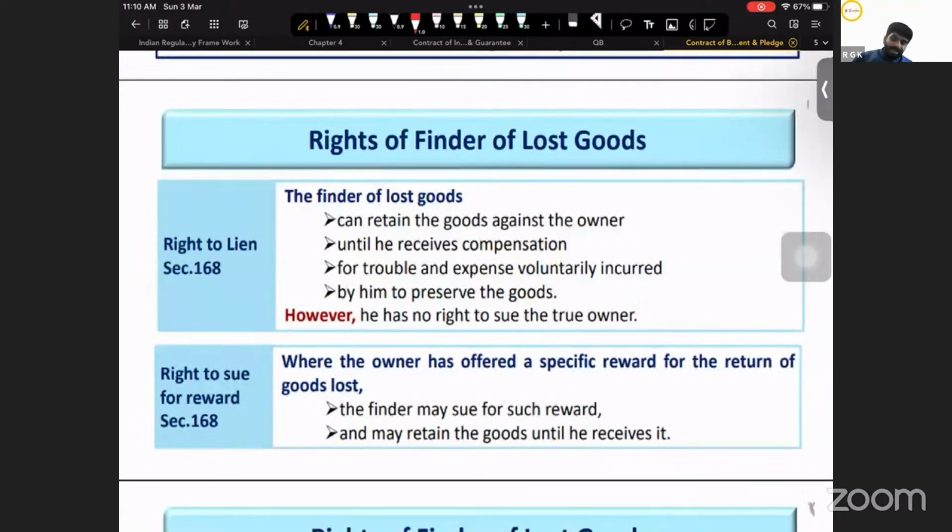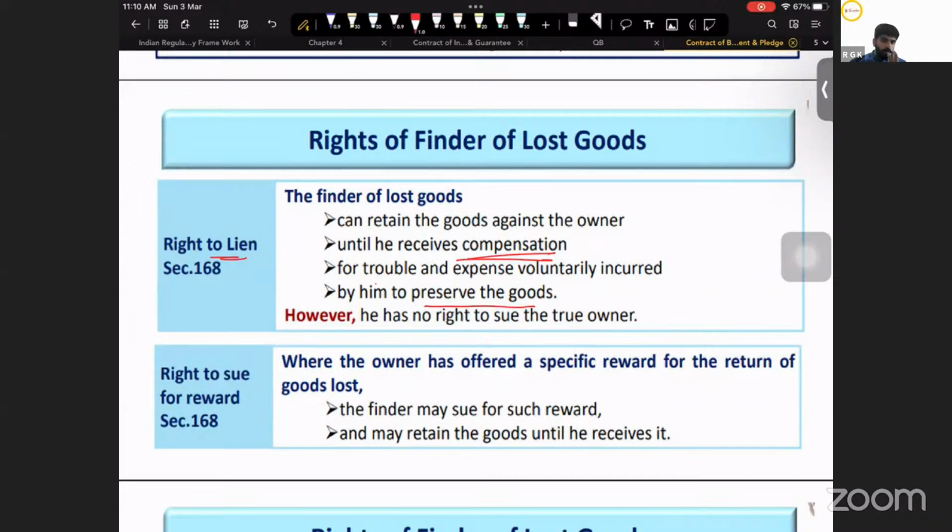Now, when can the finder of lost goods retain the goods? When can he exercise the right of lien? The finder of lost goods can retain the goods against the owner until he receives compensation for the trouble and expense voluntarily incurred by him to preserve the goods. Since he has to take reasonable care, the possibility is that he might have incurred certain expenses. Till the expense is paid, he gets the right to retain the goods.